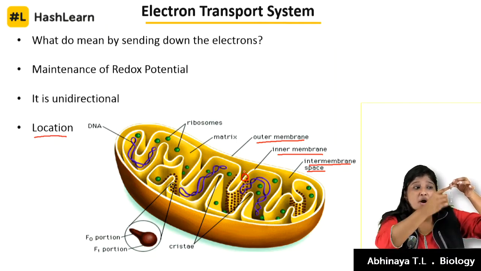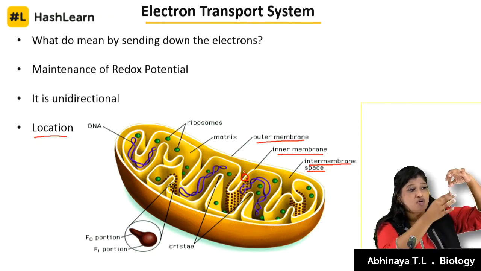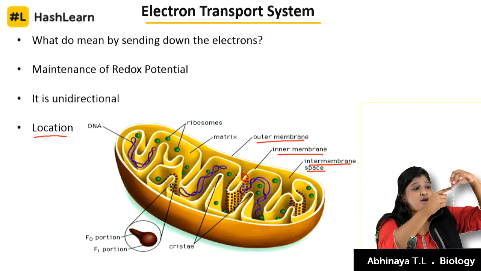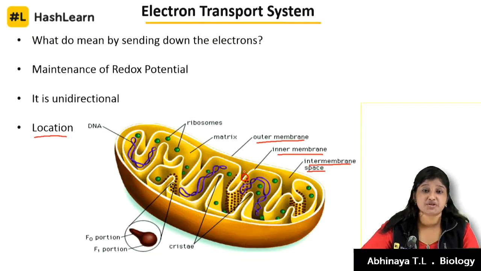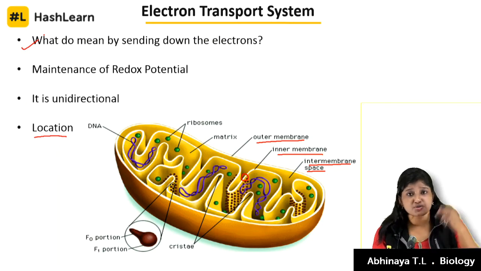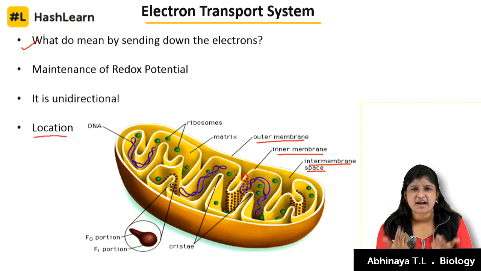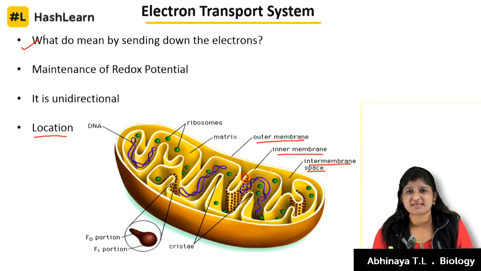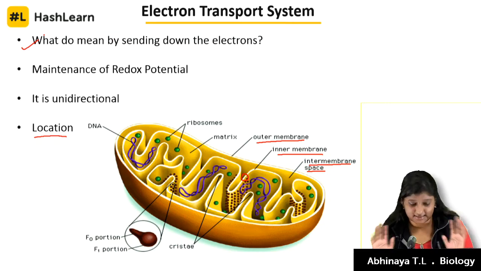That is from complex 1 to 4. There are 4 loops I've kept here. I don't know whether you are able to see this. 4 loops actually. Okay. From one complex to the other complex, the electron keeps going. That's why I've put the question. The first one is, what do we mean by sending down the electrons through this system or chain? As we keep sending them down, every transfer releases protons. These protons are utilized to drive ATP synthesis. That's what this electron transport chain wholly is.